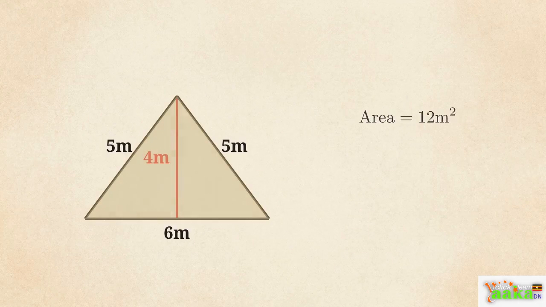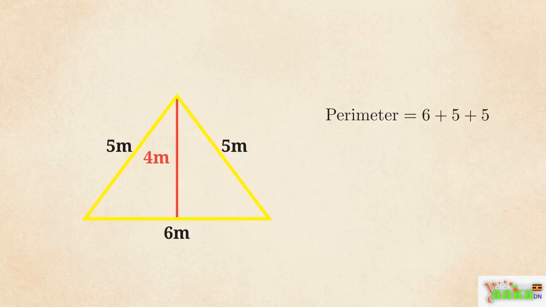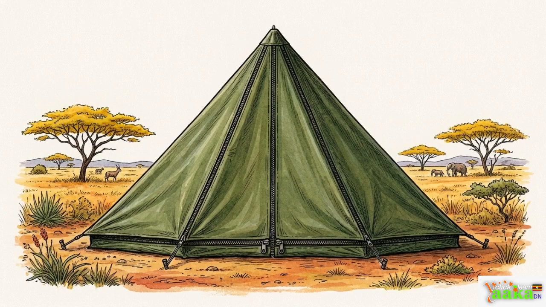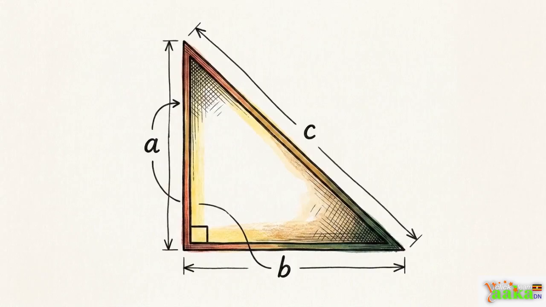If we need a zipper to run along the base and up both slanted roof edges, we add the outside boundary lengths together. 6 plus 5 plus 5 gives us a total length of 16 meters. Without knowing the height, we couldn't have calculated the area or the length of the zipper. Pythagoras' theorem provided the missing data needed for both.